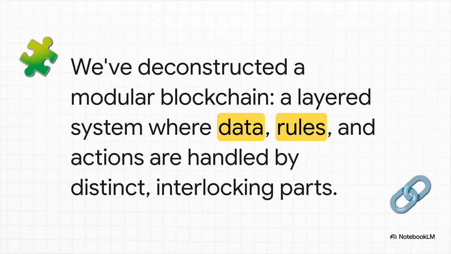And this all leads us to the real core insight of this whole investigation. We've just deconstructed what's known as a modular blockchain. The best way to think about it is like a component stereo system versus one of those old all-in-one boomboxes. The data, the rules, the actions, they're all handled by separate but interlocking parts. And that design, that modularity, is what allows it to be so incredibly complex and powerful, but also makes it possible to upgrade piece by piece, or, in our case, to take it apart and actually understand it.